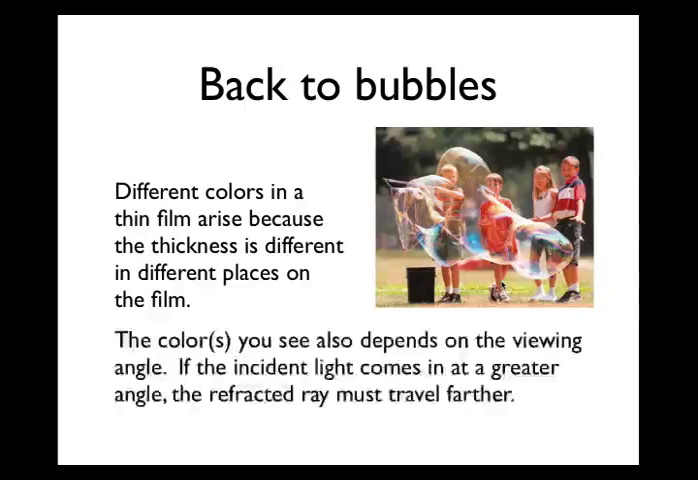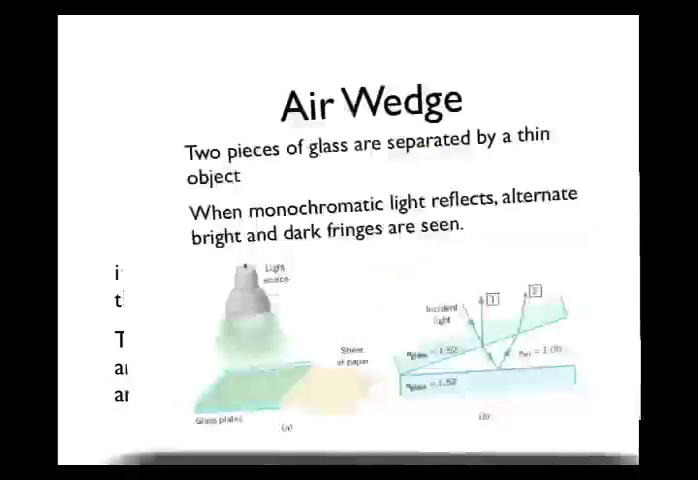And the color you see also actually depends on the viewing angle. So in the previous problem we assumed the light came in from the sun perpendicular to the boundary, but if we hadn't made that assumption, the path that the light traveled through the film would be greater than the thickness of the film, and that can correspond to seeing different colors.